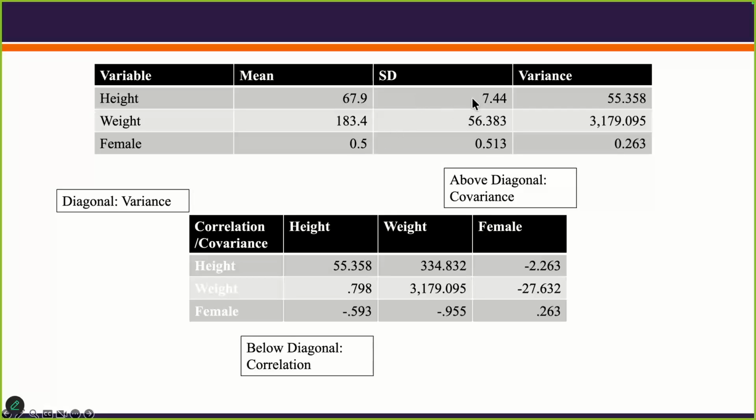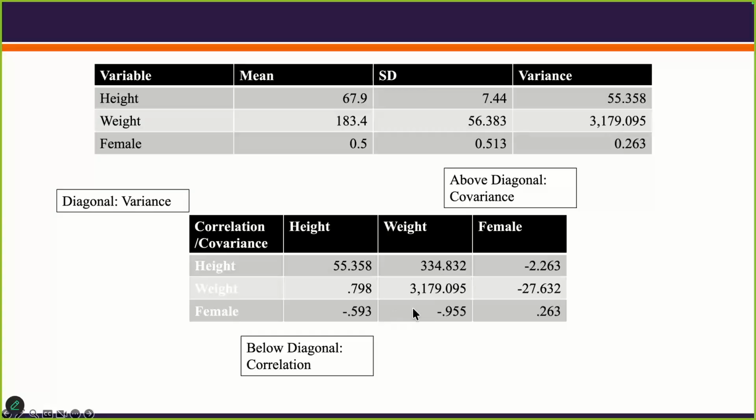The standard deviation of height is, again, 7.44. And the variance is the standard deviation squared, right? So we often don't talk about variance. I'm going to have more on that in the next slide. And then down below, I have a correlation or covariance matrix.